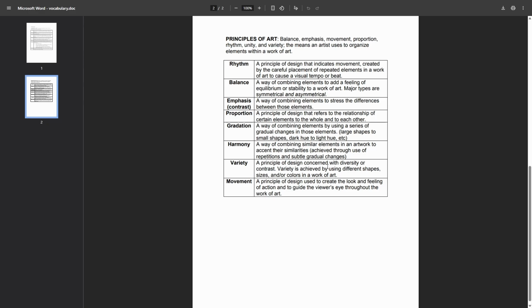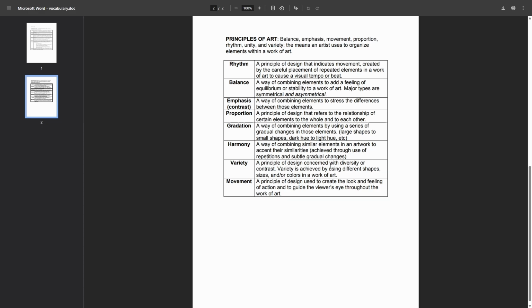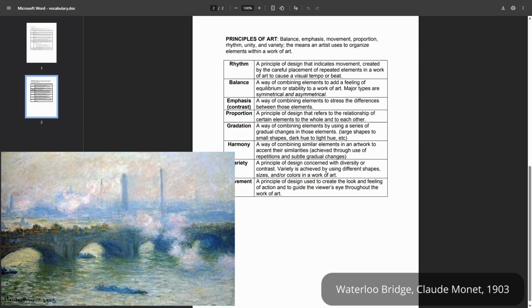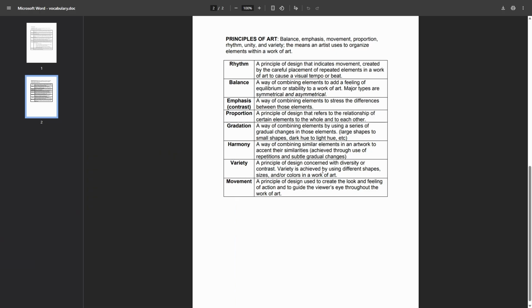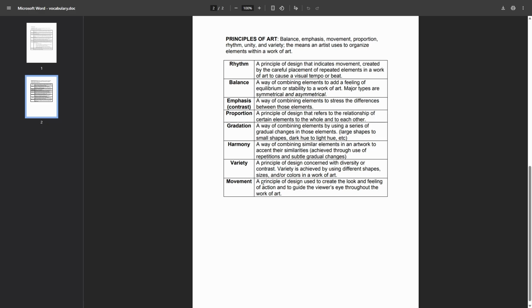We have harmony, a way of combining similar elements in an artwork to extend their similarities, achieved through use of repetition and several gradual changes. We have variety, a principle of design concerned with diversity or contrast. Variety is achieved by using different shapes, sizes, and or colors in a work of art. Movement, a principle of design used to create the look and feeling of action to guide the viewer's eyes throughout a work of art.